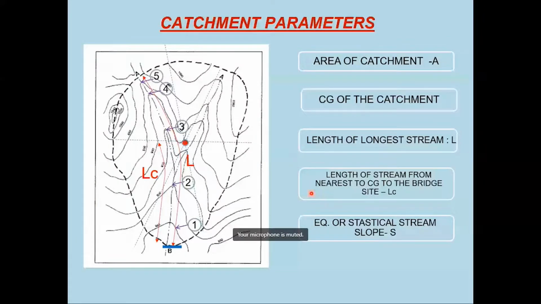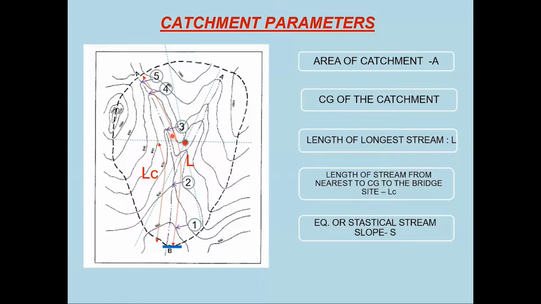For the analysis of this catchment, we will require some physical parameters. I hope everybody is having a pen and paper. So please note: the CG of this area, the CG of the catchment. What is the CG? Here is the CG. Then the length of the longest stream.